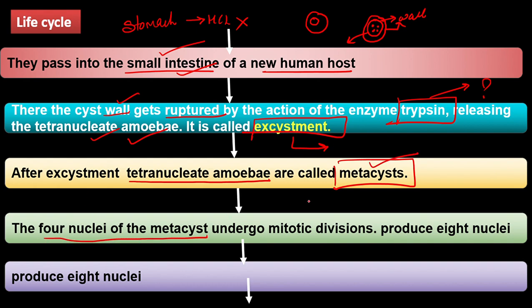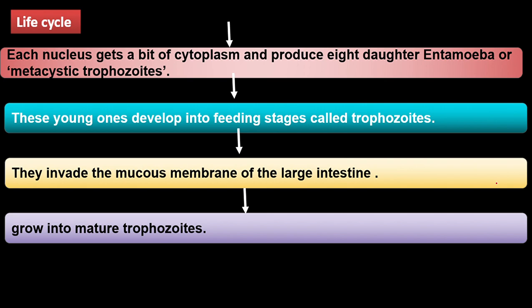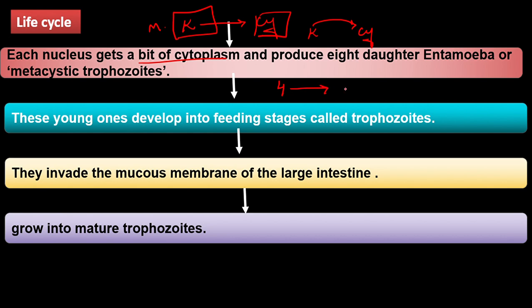The 4 nuclei of metacyst undergo mitotic division. So from 4, how many will be formed? You are going to have 8 nuclei. Each nucleus gets a bit of cytoplasm. This is what we studied in class: in multiple fission there is multiple karyokinesis followed by cytokinesis. Each karyokinesis is not followed by cytokinesis. So we already had 4 nuclei, and from 4 nuclei 8 nuclei are formed. Now cytoplasm comes around all these nuclei and it is going to form the daughter Entamoeba, which we have given another name, metacystic trophozoite.